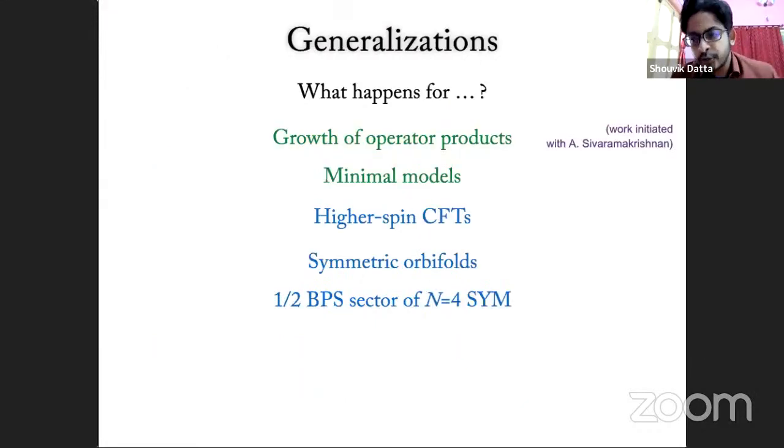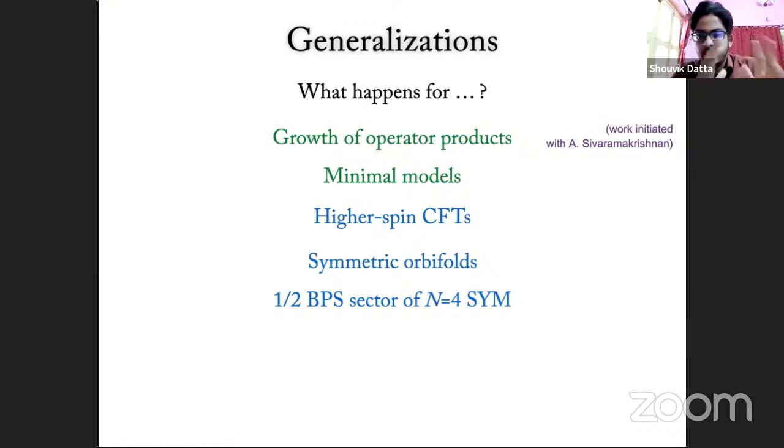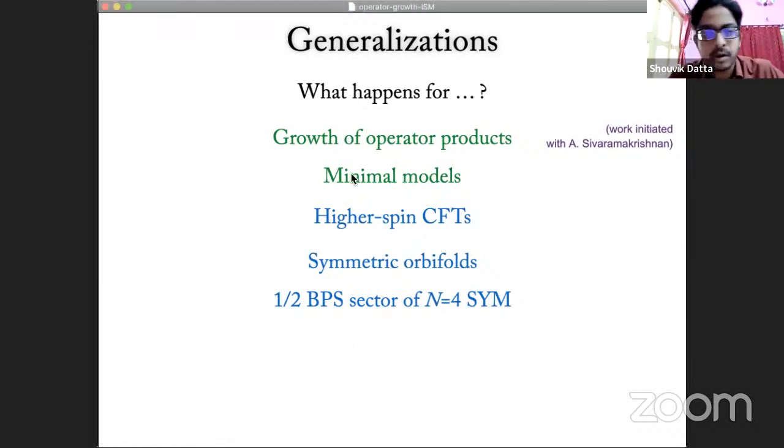So there's a laundry list of extensions which one can think about. So I considered a single operator, but one can think, what if we have more than one operator or operator products? One can ask, what happens in minimal models? I considered irrational CFTs over here, or CFTs with higher spin conserved currents, symmetric orbifolds, or the half BPS sector of N=4 super Yang-Mills.